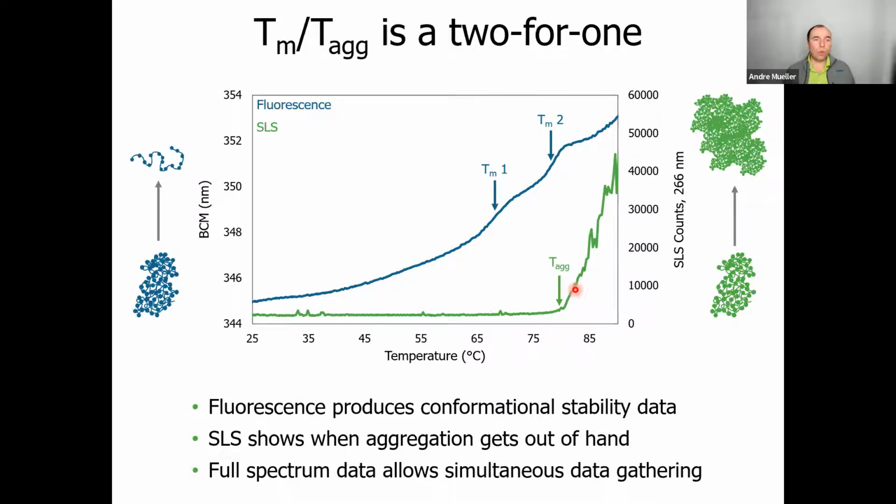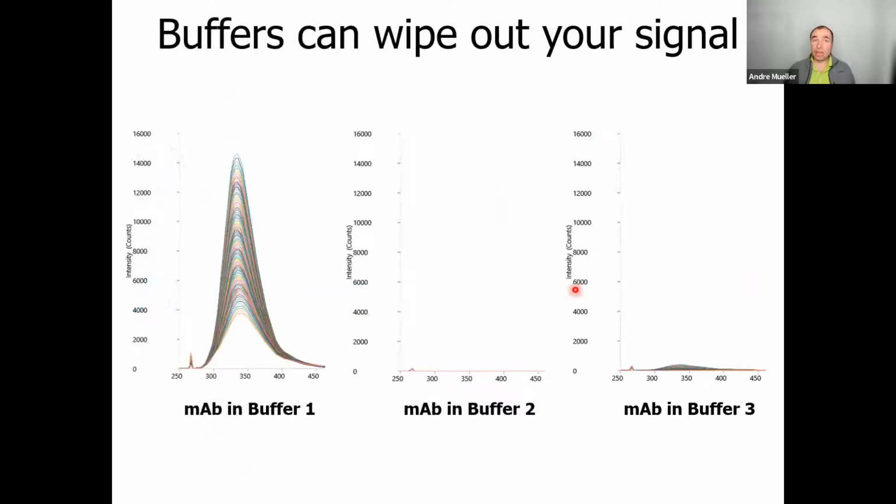So what can we do in case we have a buffer that wipes out our signal? In this case, we're looking at 3 different buffers, and we have protein in all 3 of them, the same protein and the same amount of protein. It doesn't look like it, but believe me that it's there.